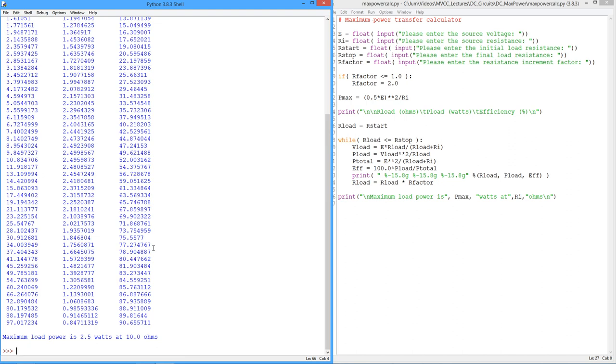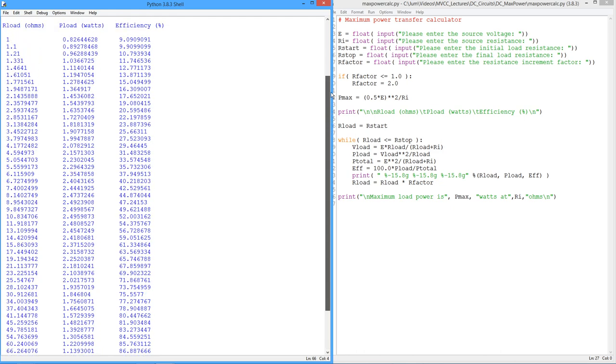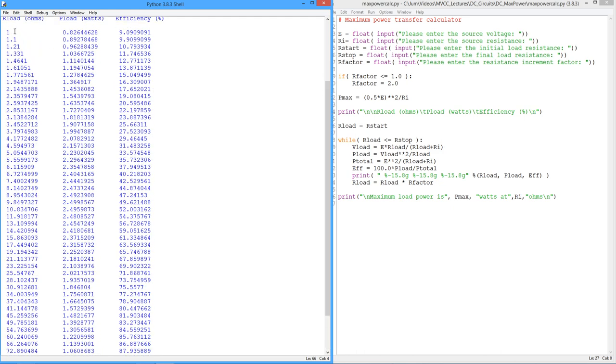All right, so right here at the bottom, there's 2.5 watts at 10 ohms. I'm going to scroll up here a little bit, and you can see what's happening. Here's my R load, here's the P load, here's the efficiency. So down here at an ohm, there's 800 milliwatts or so that we're getting. It's about 9% efficient. And as we work this up, now, this doesn't happen to hit exactly on 10 ohms, but we're just shy of it here at 9.85, just about. And we can see we're just shy of the 2.5 watts, just shy of the 50%.